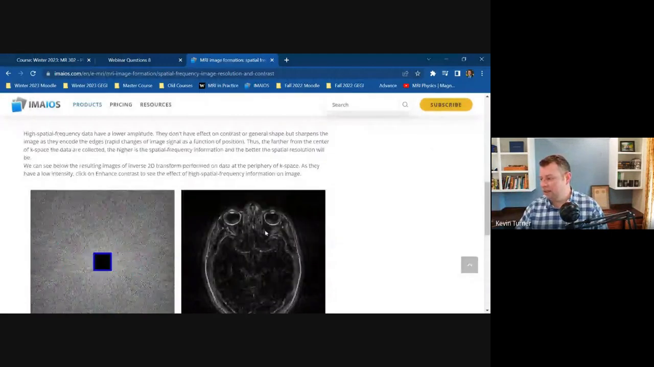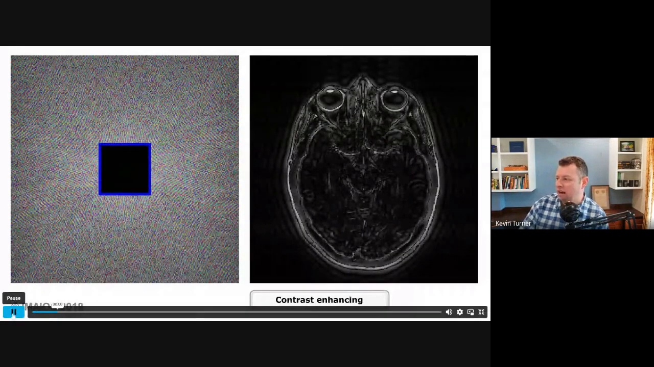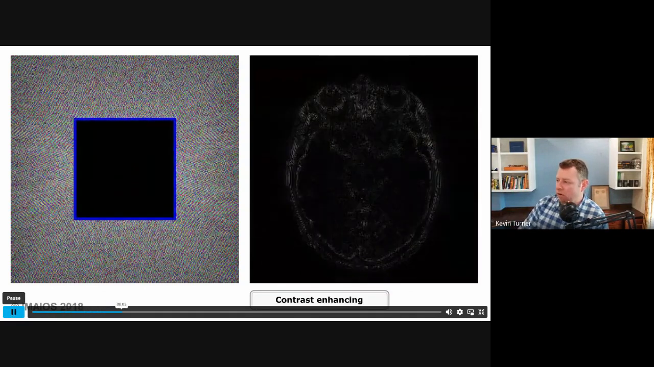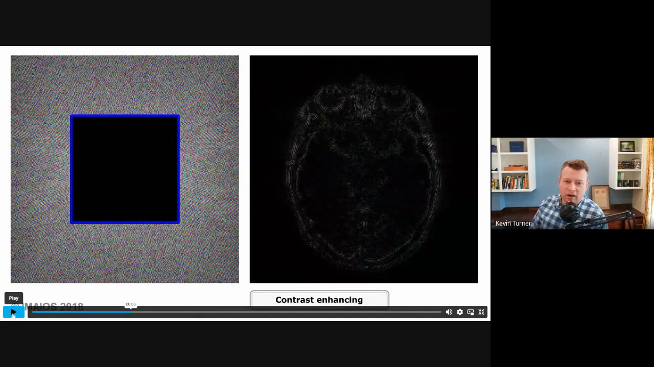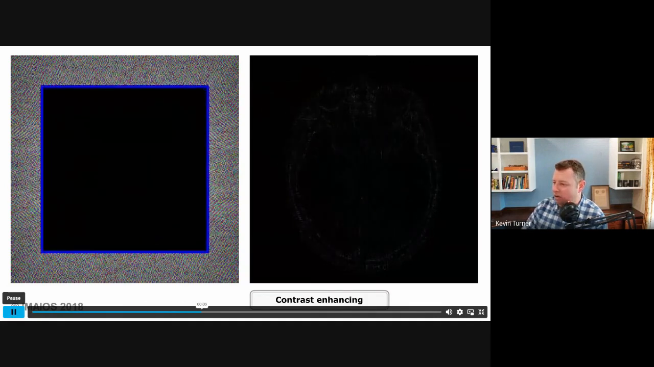On the other hand, if we take away the center of K-space, we remove the contrast and SNR, and all we are left with is resolution, sharp lines. So the outside of K-space is giving us the resolution of the image. As we remove more and more of the center, we are left with less and less SNR. Once we get to the very outside of K-space, we have nothing at all.